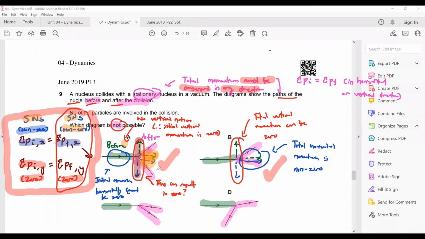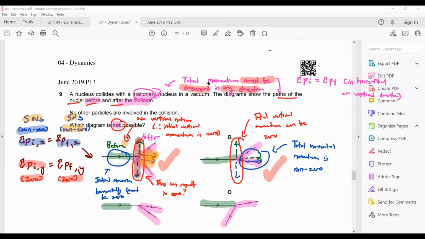But now if I look at part C, I do the same thing as before. I try to resolve the momentums into two different directions, X and Y, horizontal and vertical. I get one here like this.